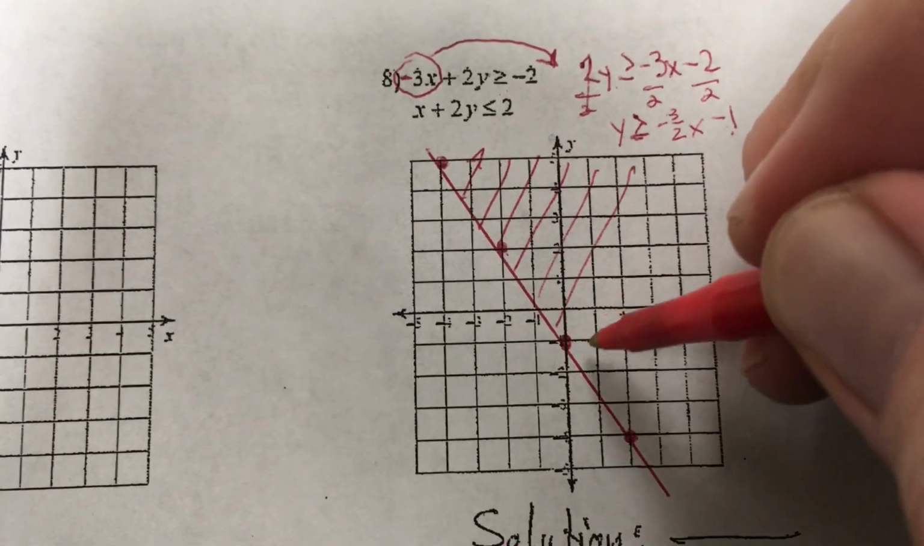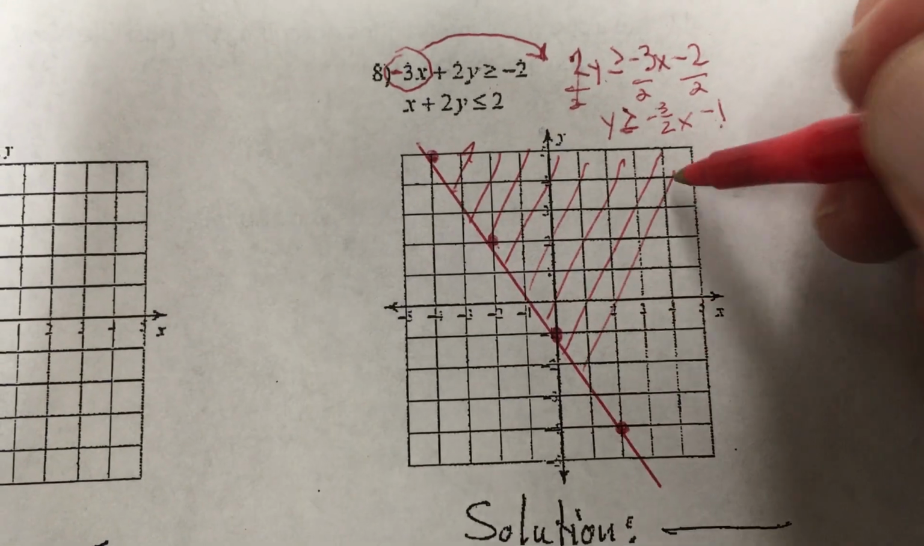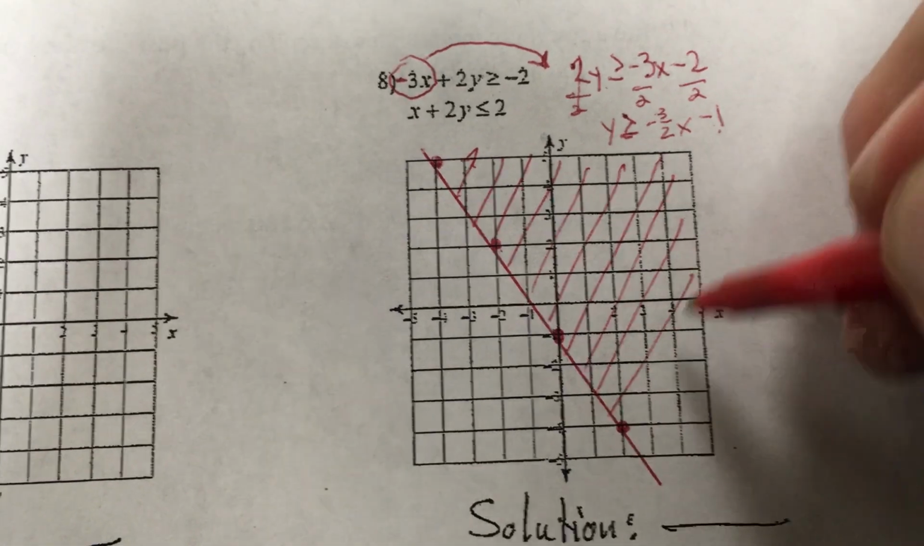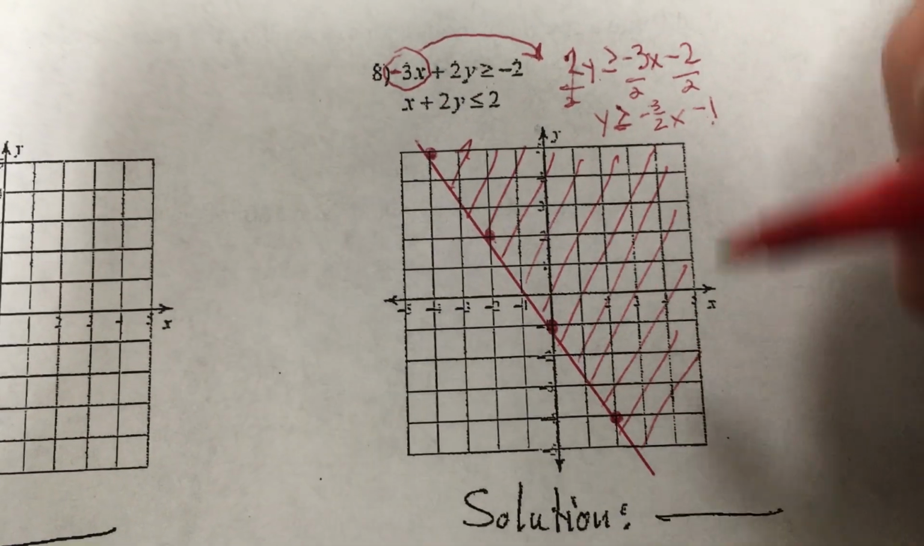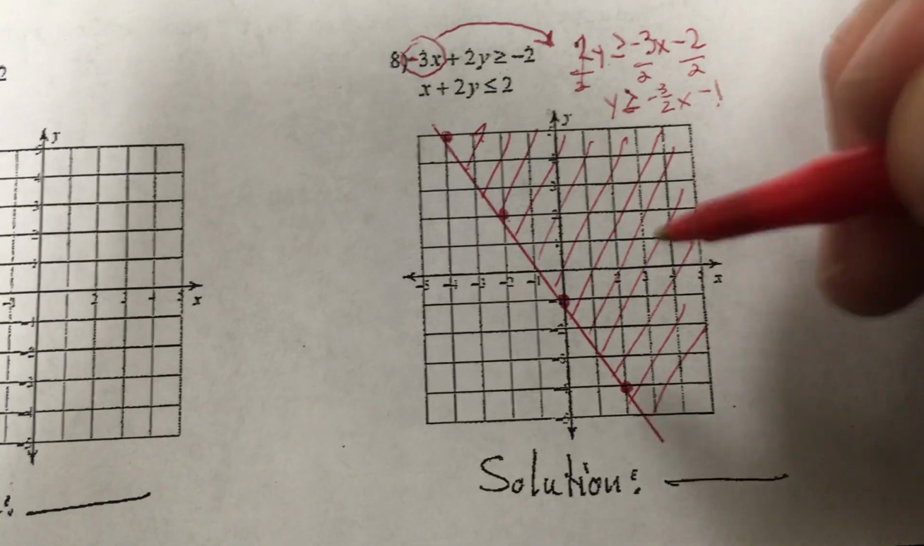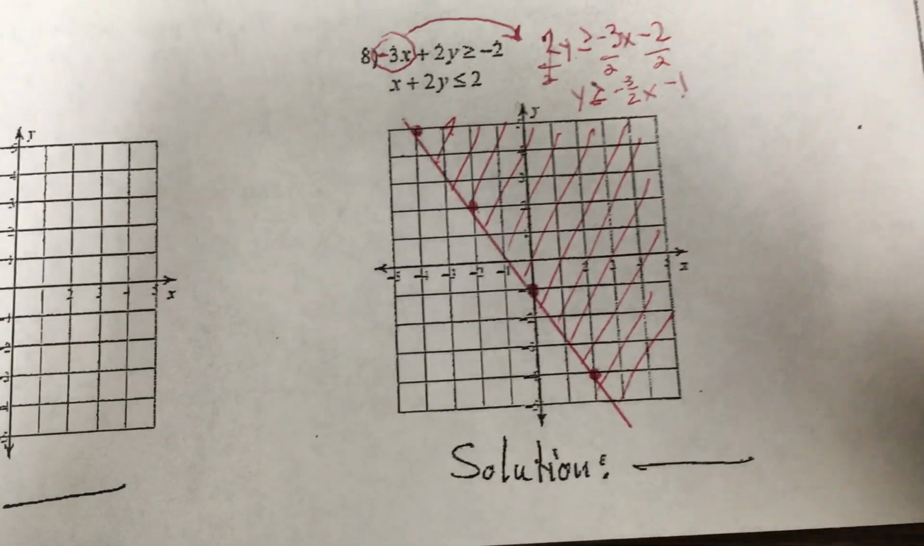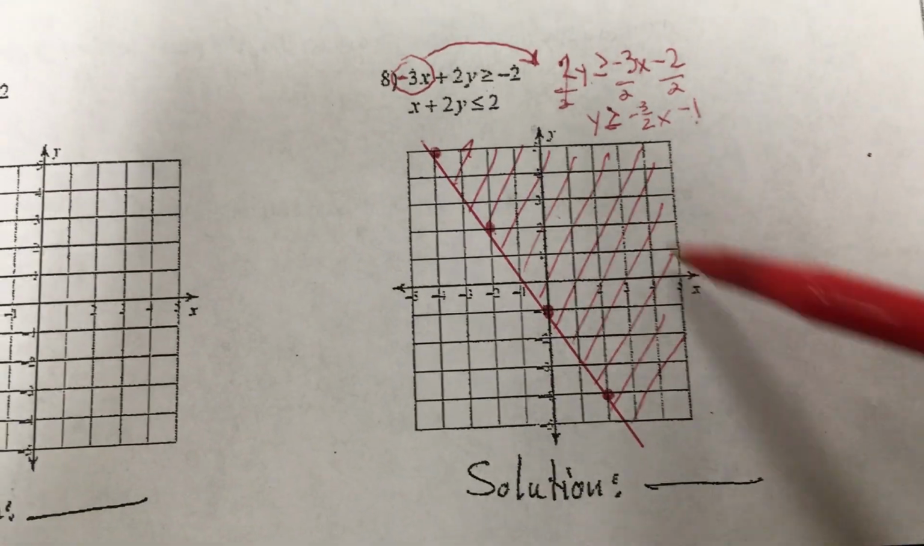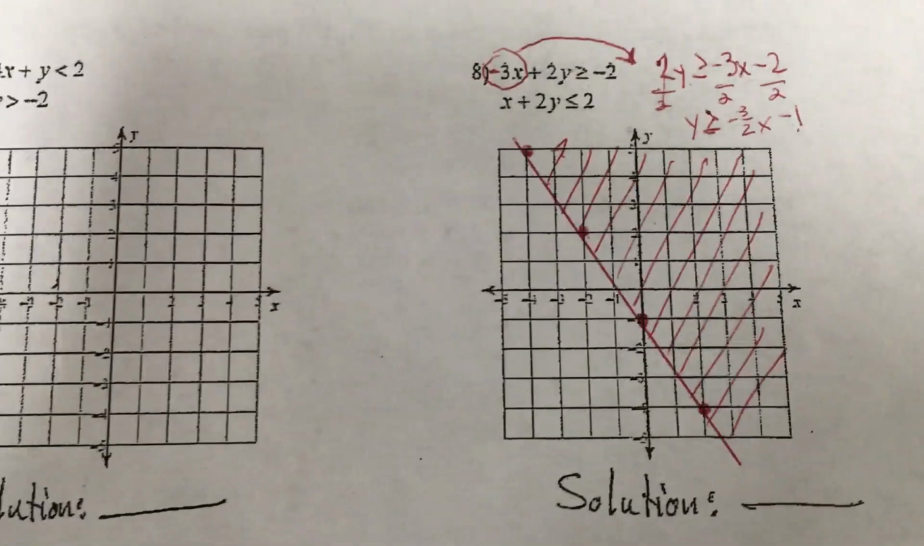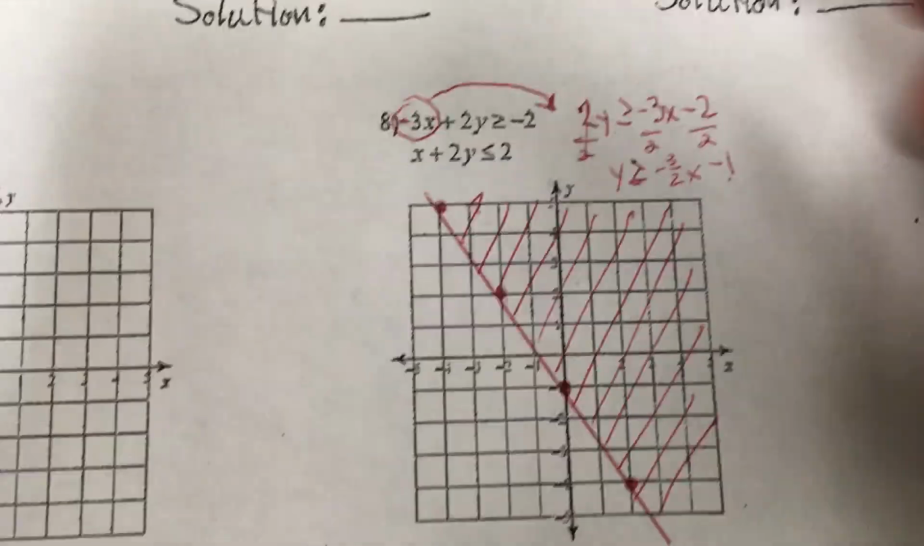I don't want to go too crazy with the shading yet because I'm going to have to put another line on this same graph, another inequality, and I don't want to get confused about which ones are which. So I'm just going to draw these red lines to remind me that this is the shaded side on this first one. Now I'm going to use a different color for the second one.